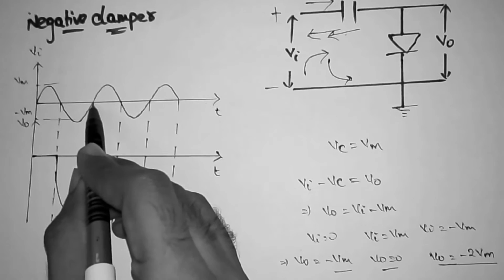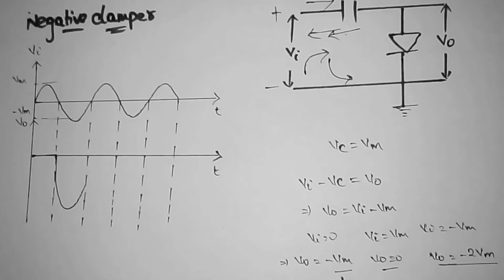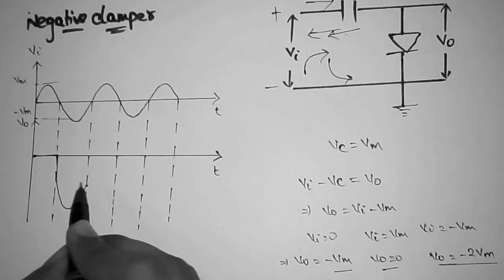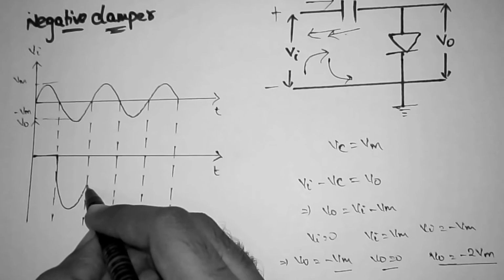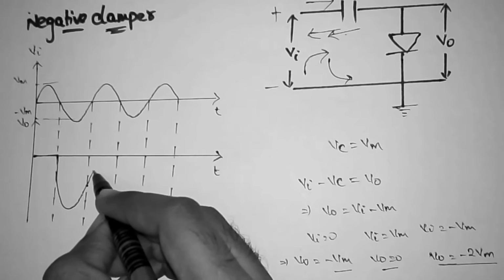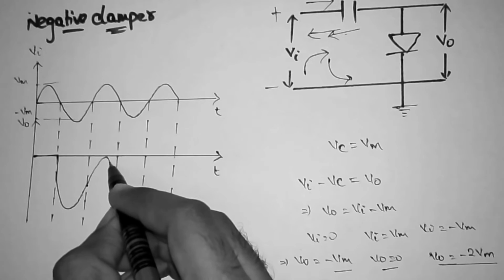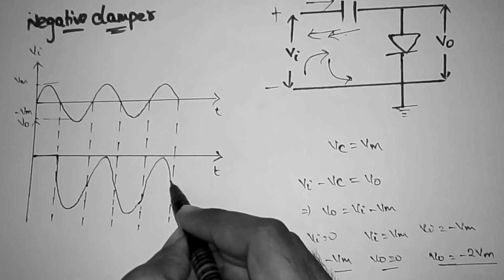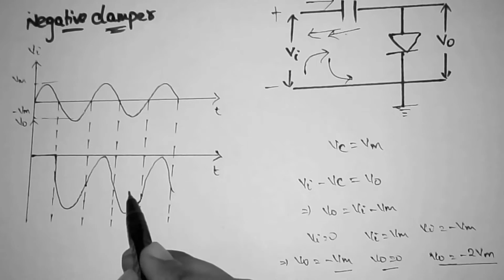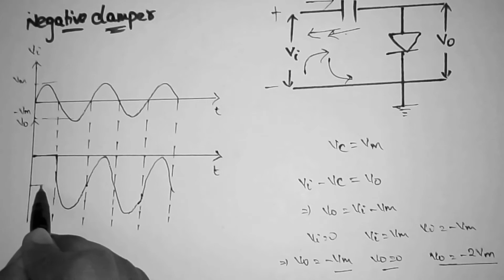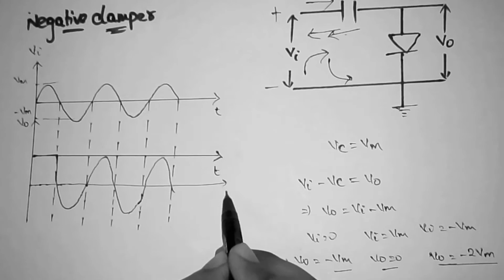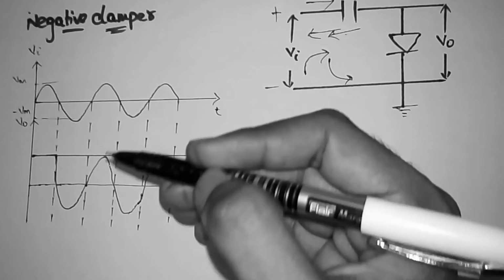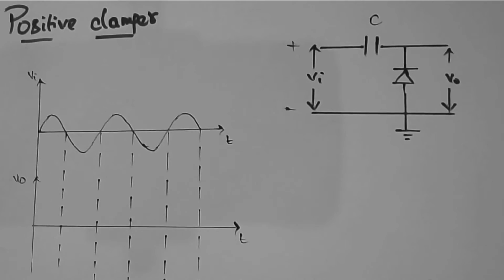When the input voltage is 0, then the output voltage is minus Vm. So it will be minus Vm, and for the positive half cycle, it still decreases, and the waveform will be as follows. So here the DC level has been shifted. Here the complete signal is shifted to the negative side.